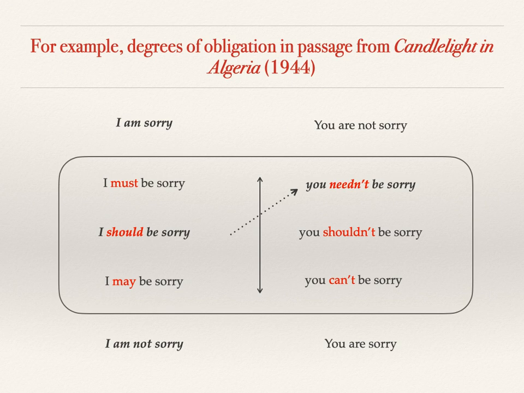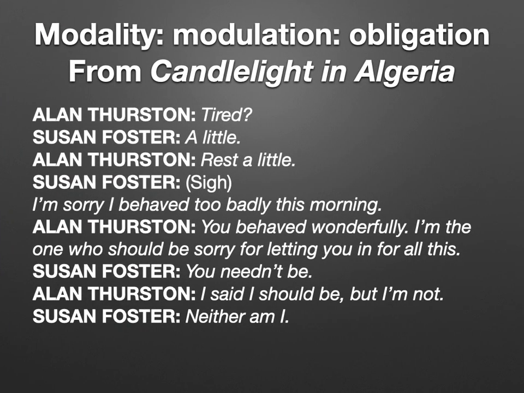That's the space between categorically positive and negative that is negotiated in this little exchange from Candlelight in Algeria. So we jump in medias res, in the middle of things, in the middle of action. The 2 interactors are Alan Thurston and Susan Foster. And they are in Algeria, trying to escape a situation.